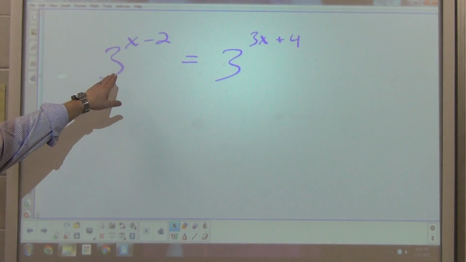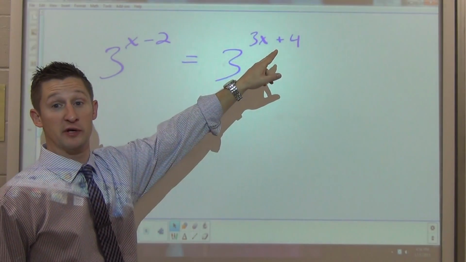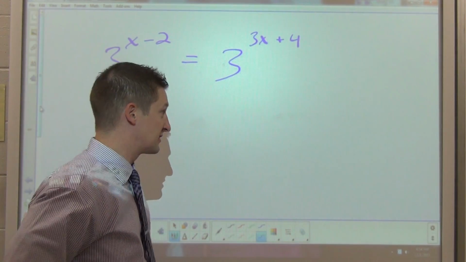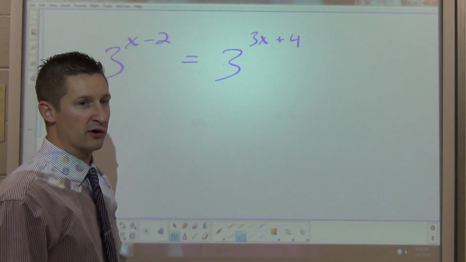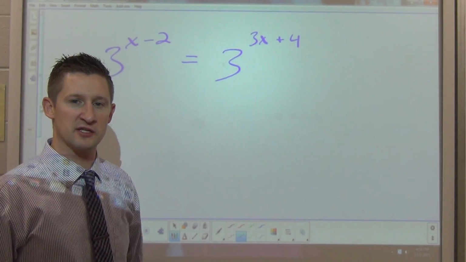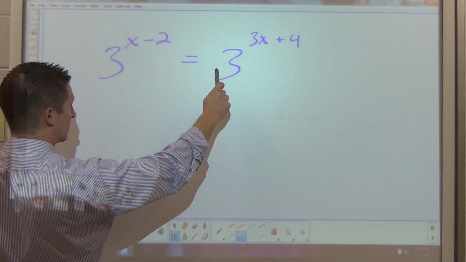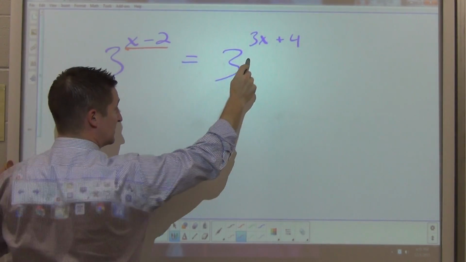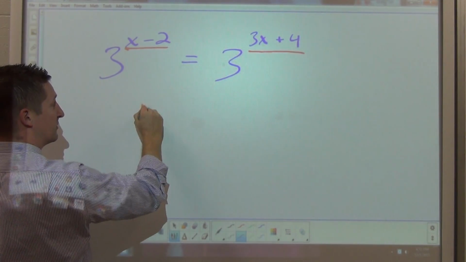So if I have an equation like this, 3 raised to the x minus 2 power equals 3 raised to the 3x plus 4 power. Well, I don't think it takes rocket science to figure out that if I have 3 to a power equals 3 to a power, those powers should probably be the same thing, right? So if I'm able to have the same base for the powers, I can equate the exponents. Meaning, if it's the same base, the exponents better equal each other.